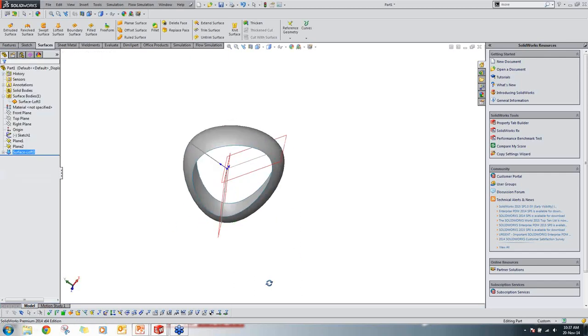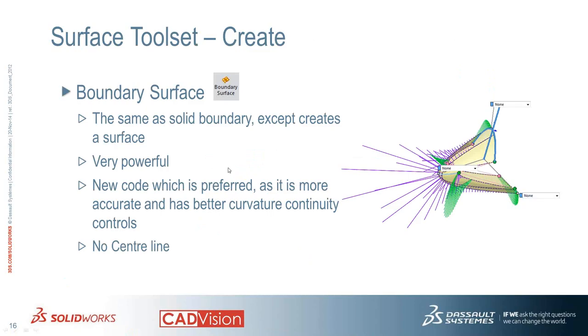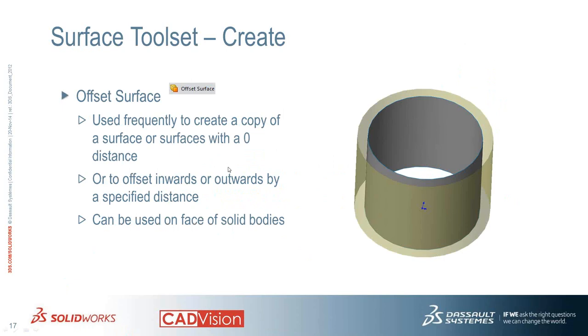Next we continue with offset surface. Offset surface is usually used to create a copy of the surface. You can create a surface with a 0 mm offset, I will show you later. It can offset inwards or outwards, and it can also be used on solid bodies.